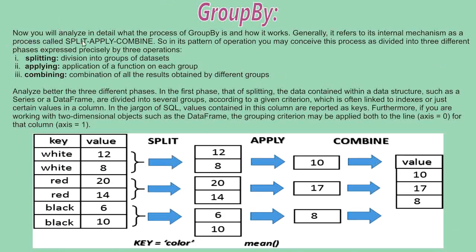Now you will analyze in detail what the process of GroupBy is and how it works. Generally, its internal mechanism is referred to as a process called split-apply-combine. So in its pattern of operation you may conceive this process as divided into 3 different phases expressed by 3 operations. Number 1, splitting, division into groups of data sets. Number 2, applying, application of a function on each group, and number 3, combining, combination of all the results obtained by different groups.